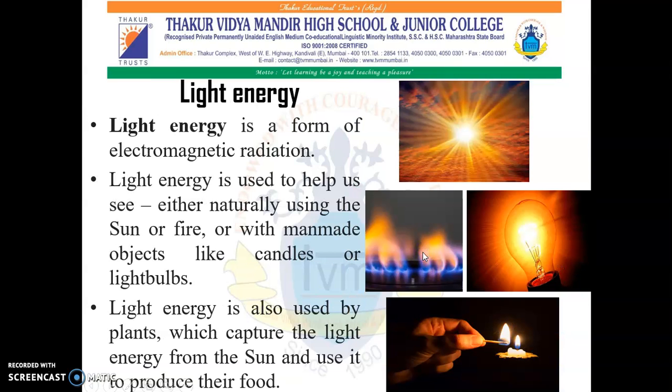Light energy. Light energy is a form of electromagnetic radiation. Light energy is used to help us see, either naturally using the sunlight or the fire, or with man-made objects like candles or light bulbs. Light energy is also used by the plants, which capture the light energy from the sun and use it to produce their own food by the process of photosynthesis.